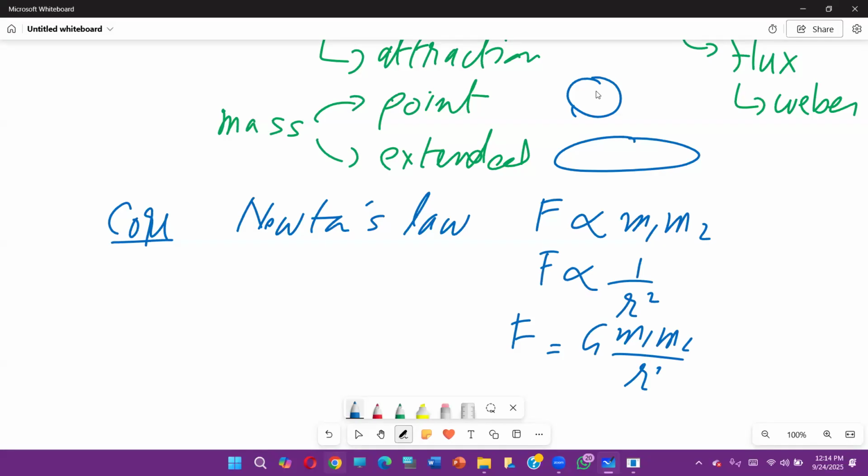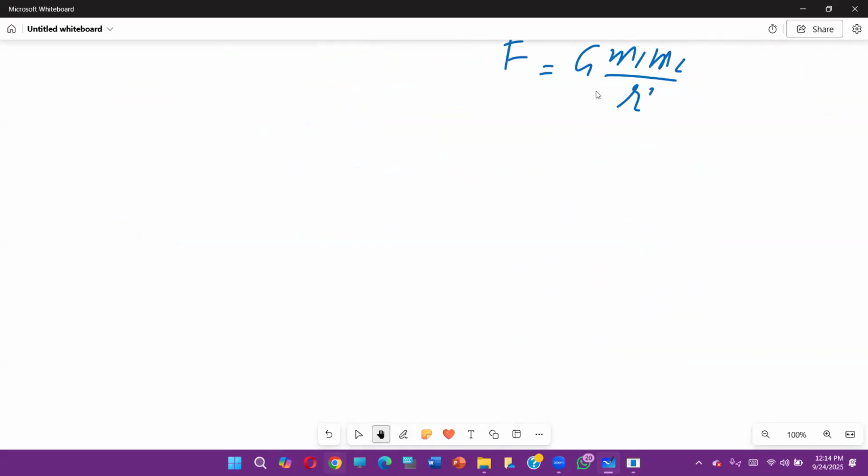Could anyone from here answer? I'm not asking Ahmed. He's still smiling. Answer, but remember this. The product of masses and inversely proportional to the square of the separation between the two point masses. Okay, that's a good definition. Now, Newton's law of gravitation is the core idea of gravitation.